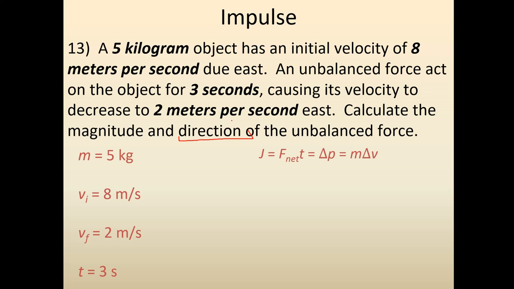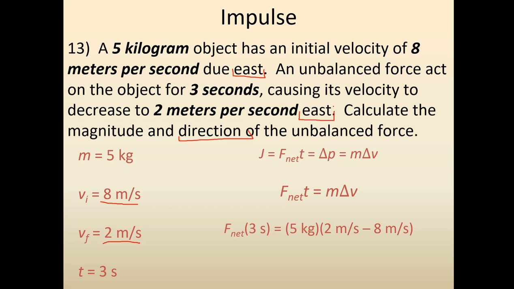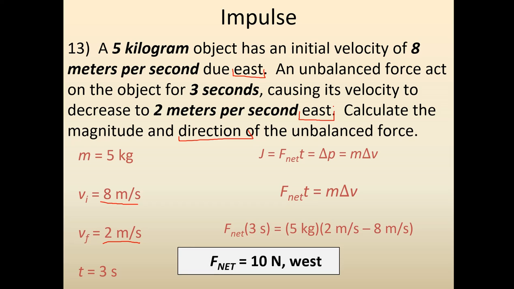Use my equation. Once again, F net t equals m delta v. Plug my numbers in. This time, I'm going to end up getting a negative number. Because I get a negative, it means it's in the opposite direction of my velocities. If I look back, both of my velocities were in the direction east, so my force is going to be in the opposite direction of east, which is west. So I should end up getting 10 newtons west. Once again, note that I'm dropping the negative here because I am including direction. That's all the negative means in these cases.